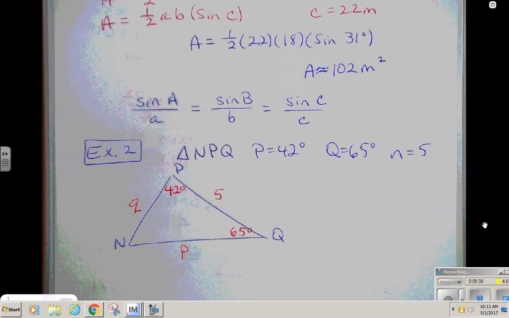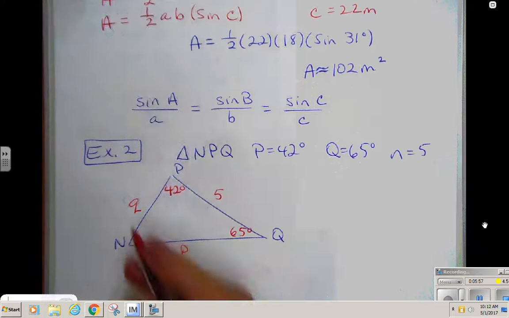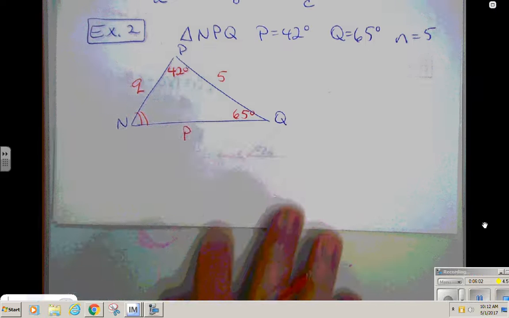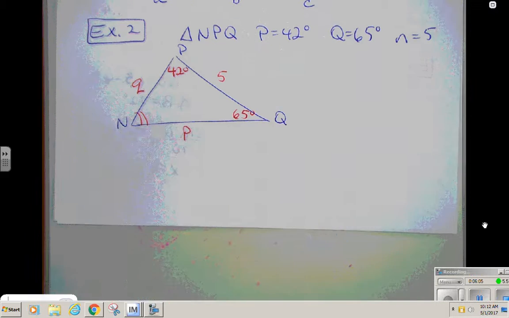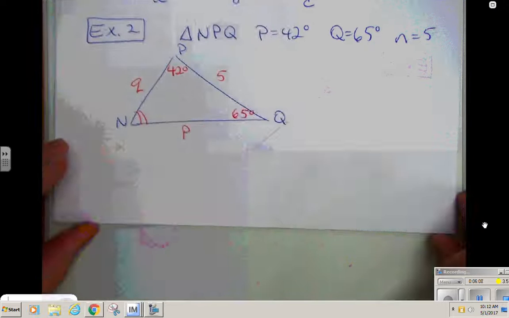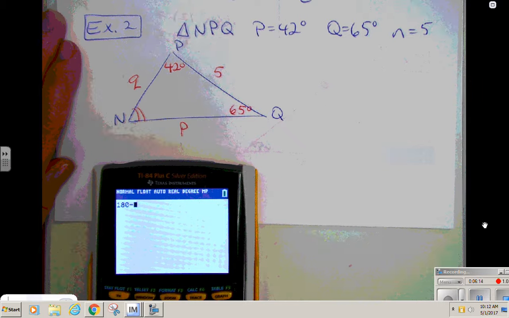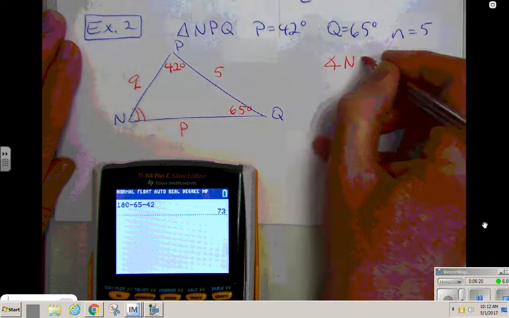So to use my law of sines, I have to know an angle and the side across from it. So what do I need to solve for first before I can do anything else? Angle N. So I need to figure out what that measurement is. What am I going to do to solve for angle N? Subtract the other two angles from 180. Right, a triangle totals 180. So I'm going to take 180 minus 65 minus 42. And angle N is 73 degrees.